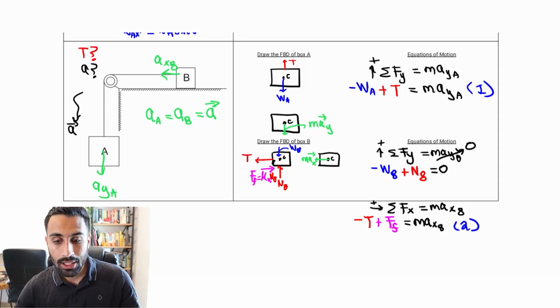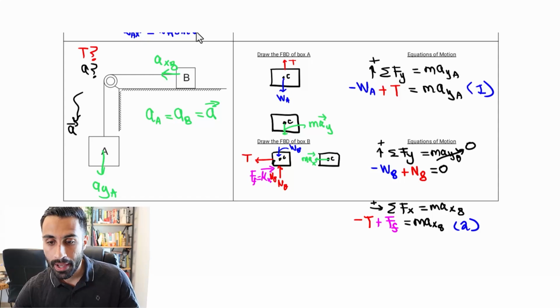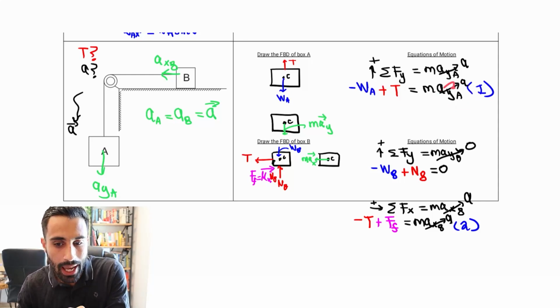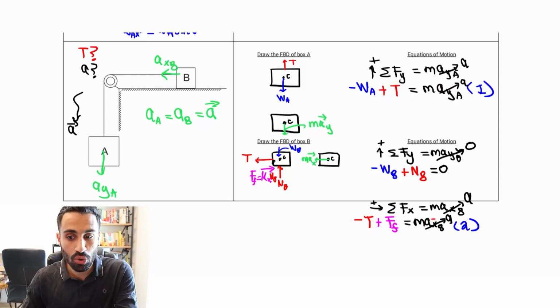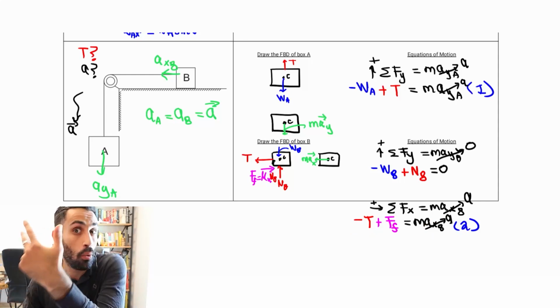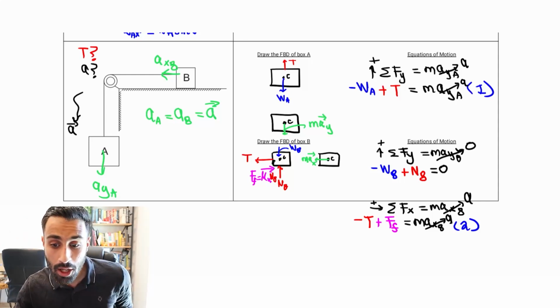Note, the acceleration is the same for both of these. That's the crucial part. This acceleration is just A. This acceleration here is A. So we have two equations and two unknowns. The unknowns are the tension and the acceleration. We can solve this using substitution, elimination, or the calculator. The calculator is the fastest method for the FE exam. So we can do that.